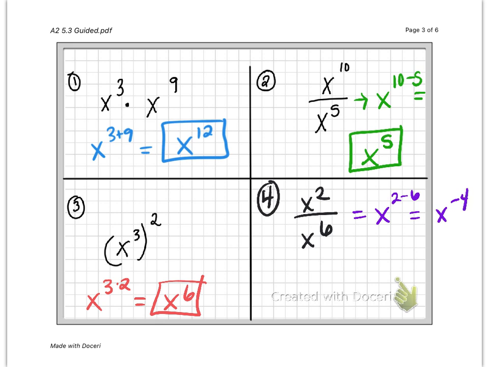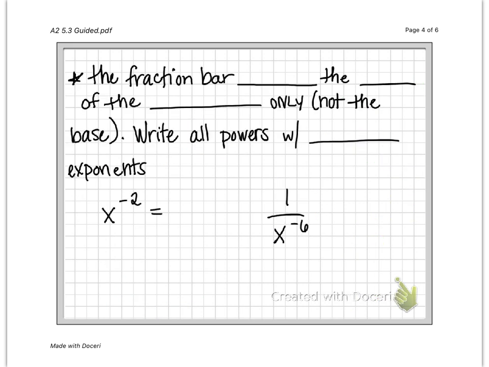I can't leave a negative exponent. How do I make the exponent positive? You drop it beneath the fraction bar. So this becomes 1 over x to the 4th. And notice it only changes the sign of the exponent. It doesn't change the base. The fraction bar changes the sign of the exponent only.